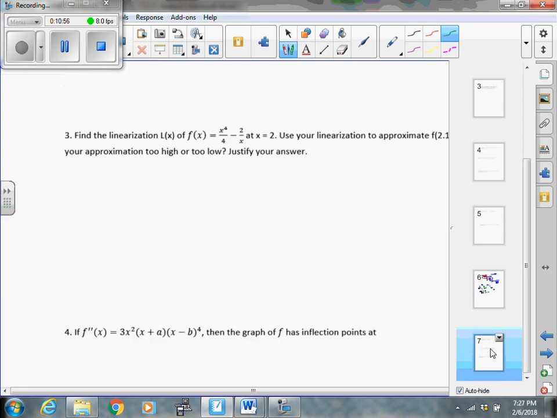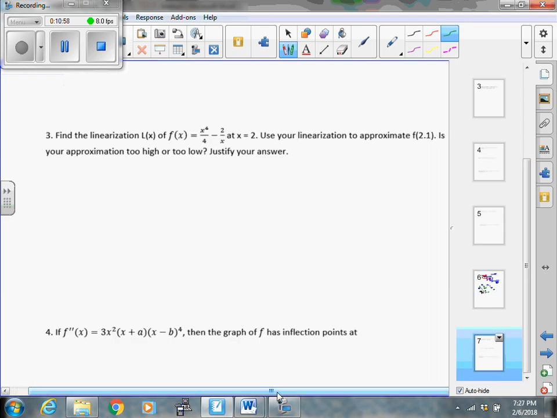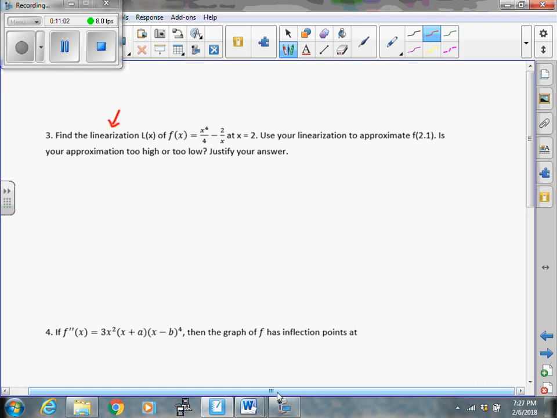All right, linearization. We haven't done that in a while. Remember, linearization is the equation of a tangent line. That's what that is. The difference is we're going to use it to approximate. Okay, so I'm going to write the equation of a tangent line because it says linearize. Write the equation of a line.